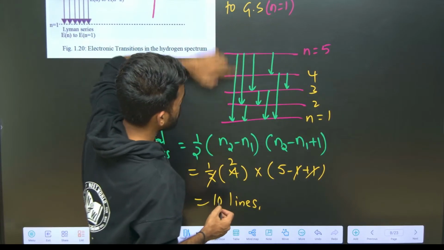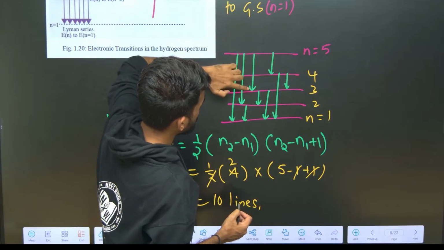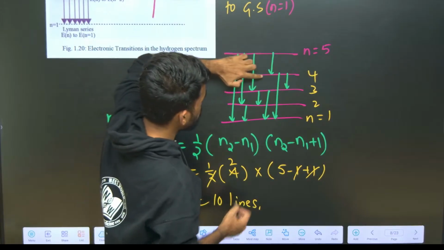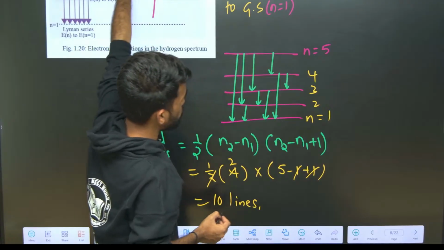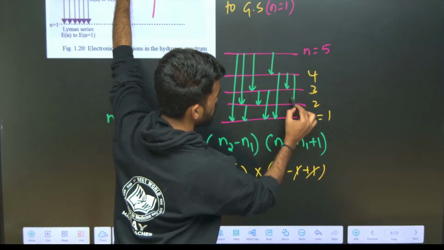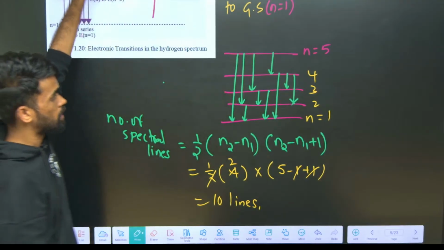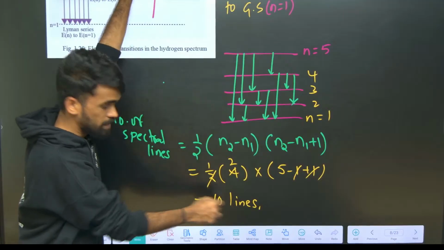5 to 1, next 5 to 2, next 5 to 3 and 5 to 4. Next 4 to 3, 4 to 2. Where is the 4 to 2 line? Yes, that is what we are missing. Like this. So now just count the number of lines: 1, 2, 3, 4, 5, 6, 7, 8, 9, 10. So these are the 10 lines.